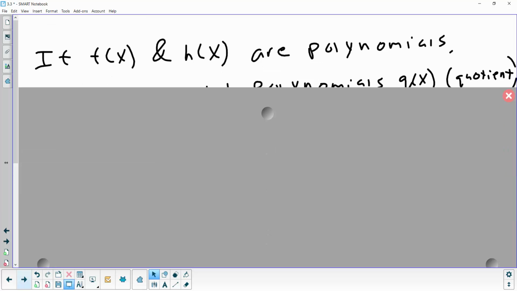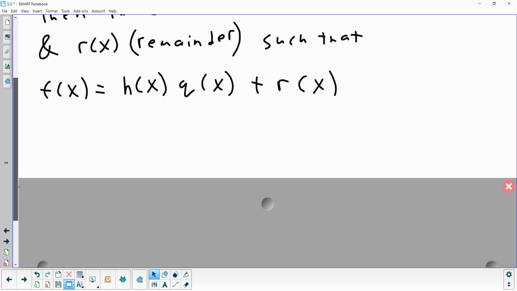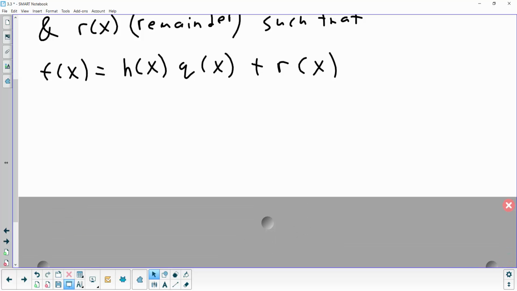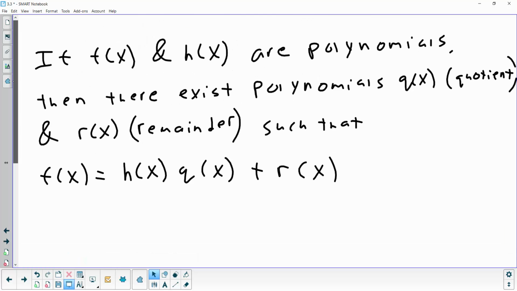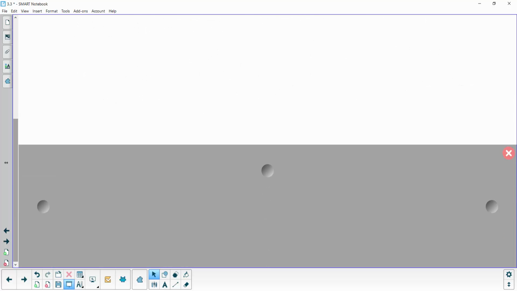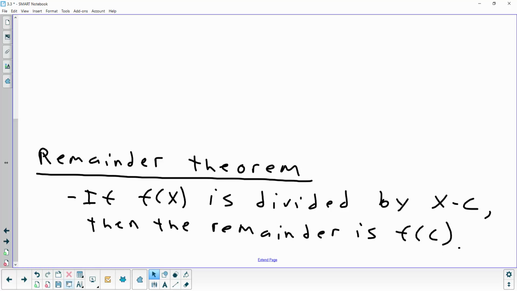So let's take a look at, hold on, let me see. Let's look at what's called the remainder theorem. I'm going to go to that. So the remainder theorem is a way that you can quickly find the remainder if you don't care about the quotient.